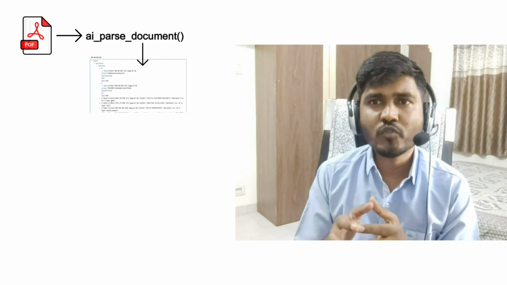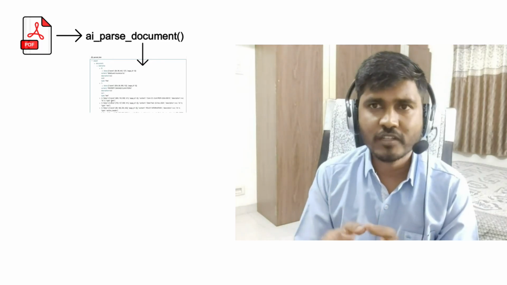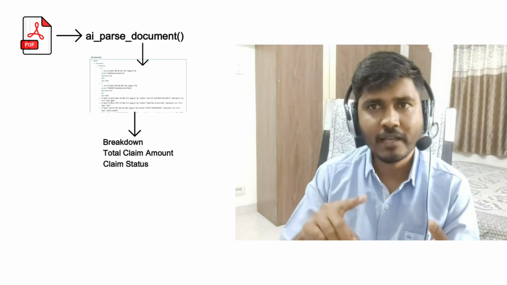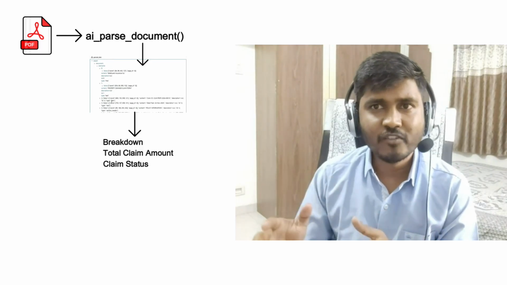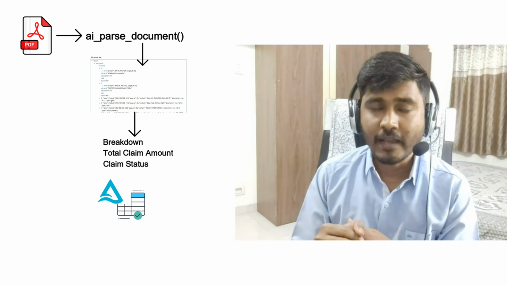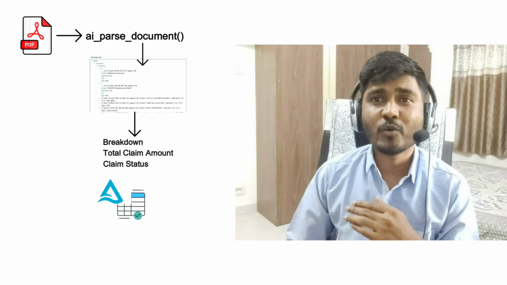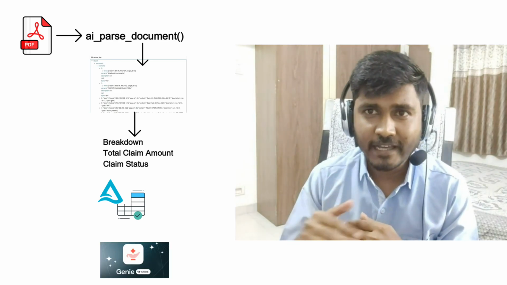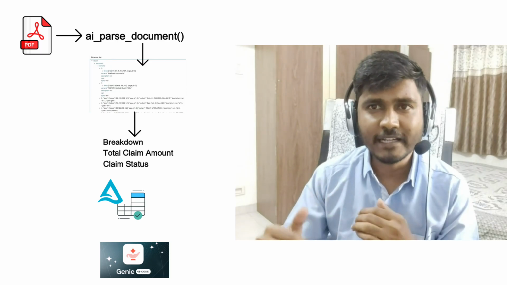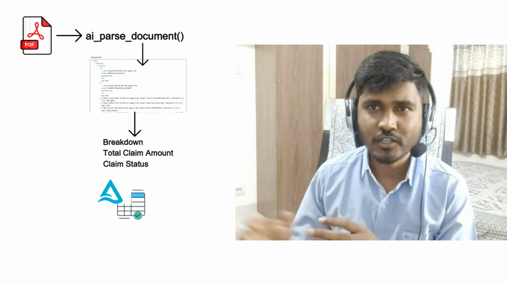From those elements we are going to extract the required information. In our case, for this particular project, we are going to extract the breakdowns, total claim amount, and the claim status. And finally we are going to store that data in the Delta table in the gold layer. And on top of that Delta table, we are going to use the Genie AI assistant in order to interact with the data that we have in the Delta table in simple plain English. And I'm really excited to build this project.